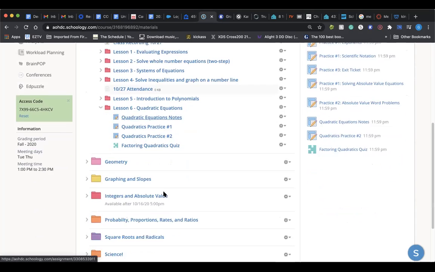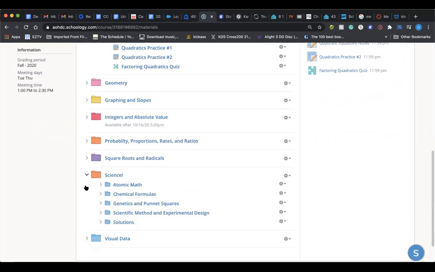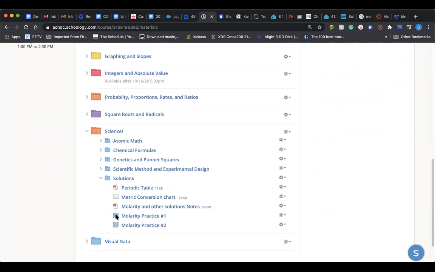And I just recommend definitely using the stuff in the science and solutions folder and going over some more of those molarity questions, and then letting me know if you have any challenges with it.